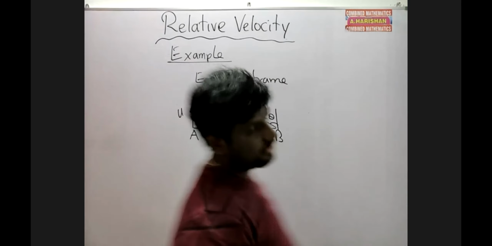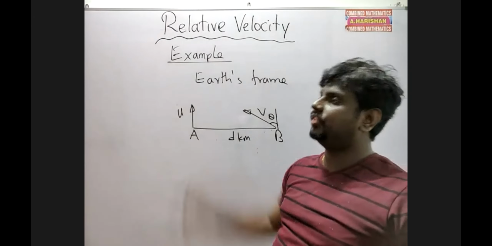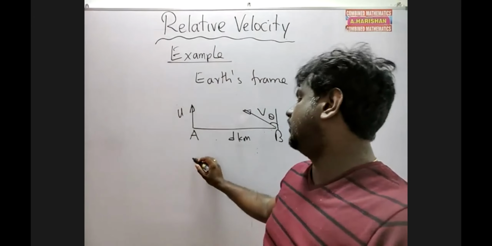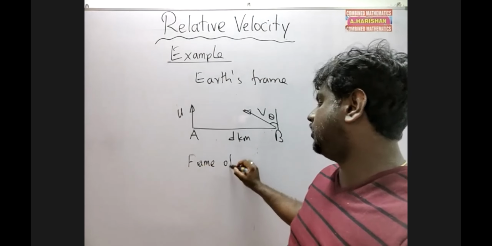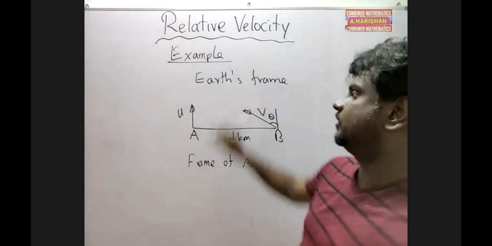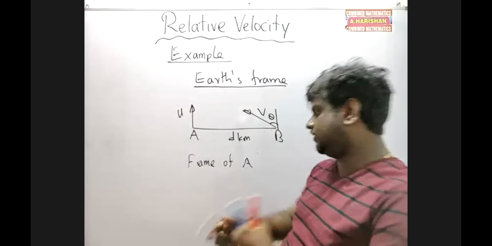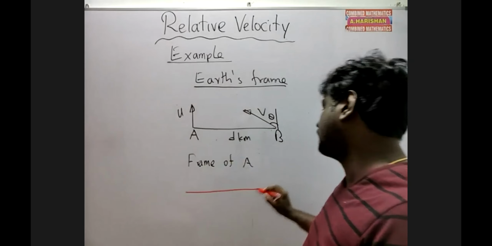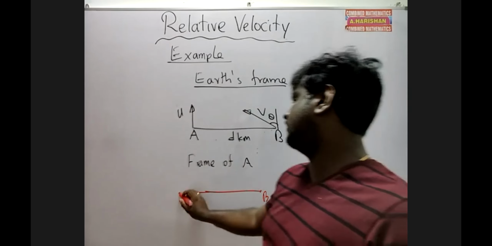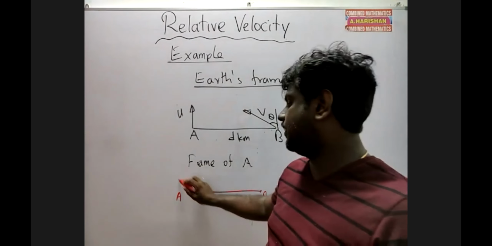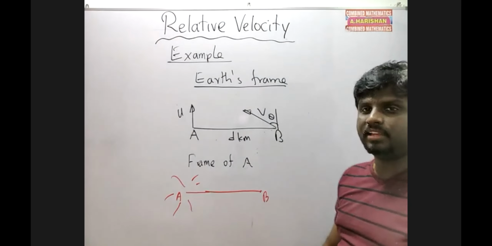Okay, right. So actually, this is according to the Earth. Now I'm asking, can you draw the frame of A? This is the frame of Earth. Can you draw the frame of A? Yes. How? See, this is B. This is A. You know, A is stopped. A's frame means you have to do like that.